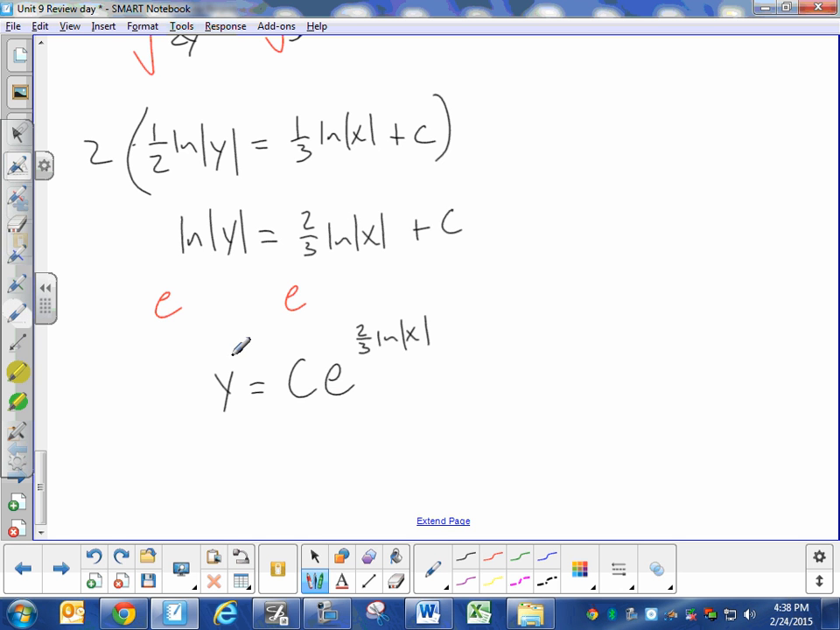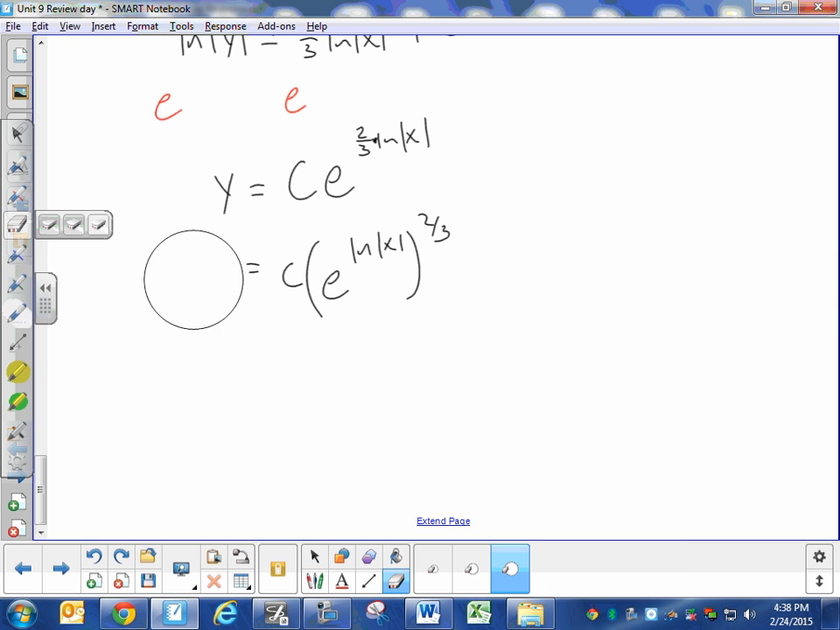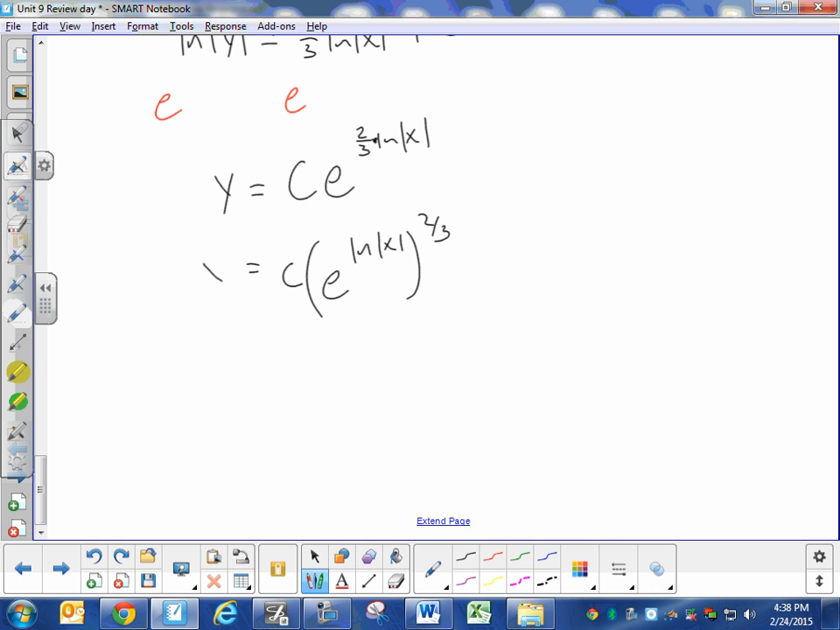This could be considered your solution, but you can do more. You can actually simplify this. This is a power times another power. I can rewrite this as e to the log x to the 2/3. So e to the log x is just absolute x. I have c absolute x to the 2/3.